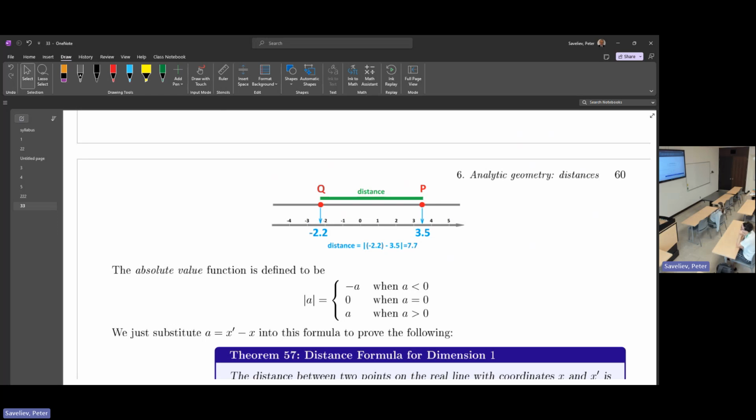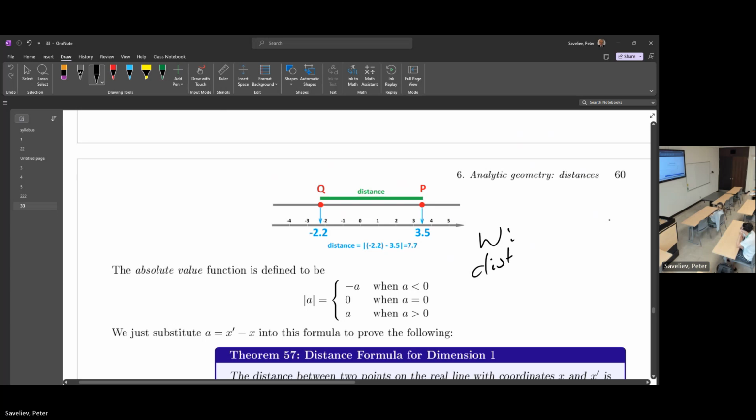So the direction doesn't matter for distance. You may have seen in calculus that when you compute the velocity, it matters which way you're going. Distance does not. So I guess as a warning, distance in this context is not the same as displacement.